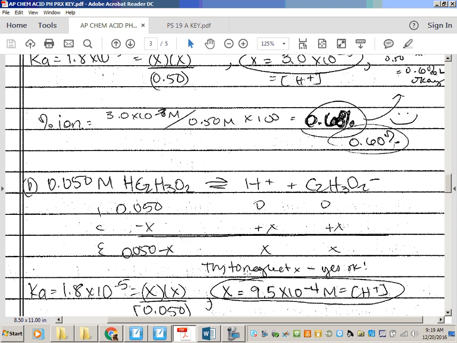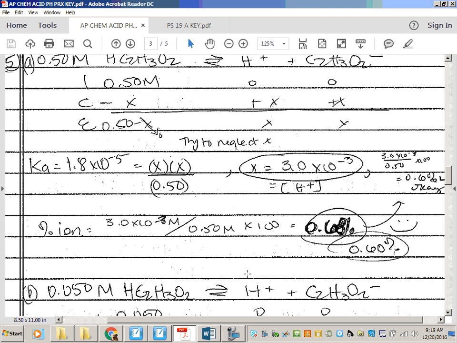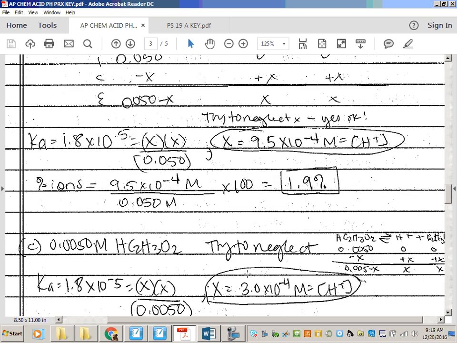For A, the percent ionization was 0.06. For B, the ionization was 1.9. This is again indicating the differences in how dilute concentrations of acids differ in their ionization. Who ionized more, the concentrated one or the more dilute one? The more dilute one, okay. So it made 1.9 versus 0.06.